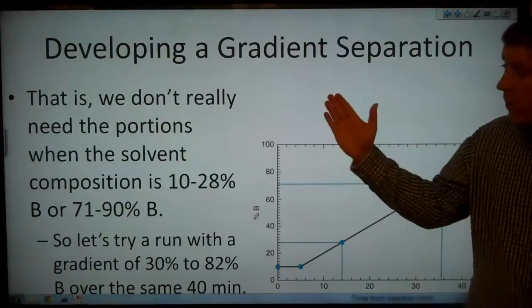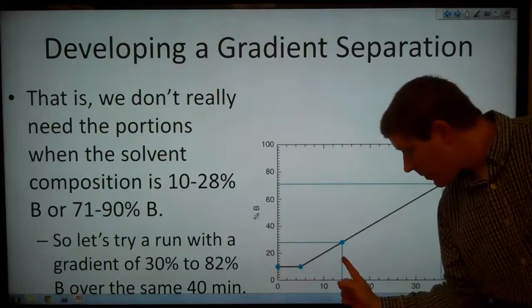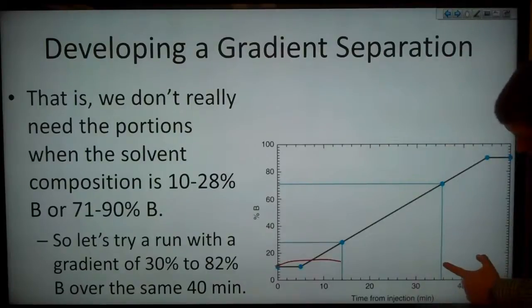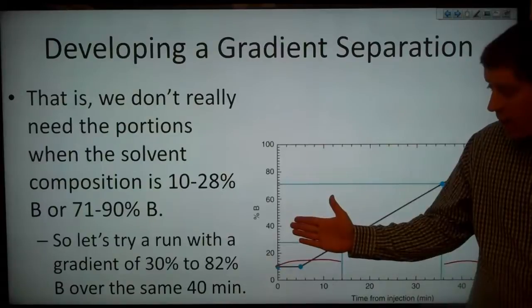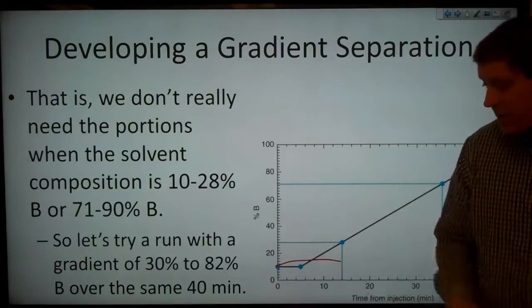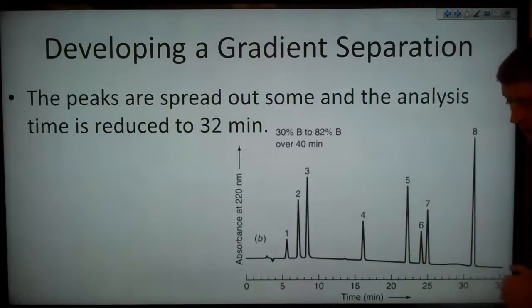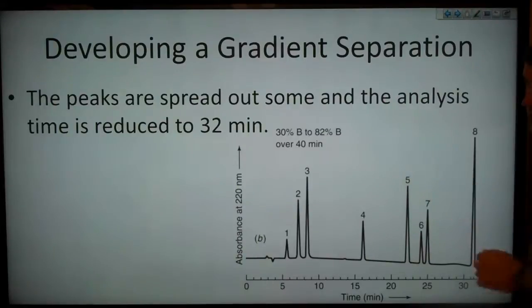That is, we don't really need the portions when the solvent composition is between 10 and 28%, and we don't need the portion between 71 and 90%. So let's try a run with a gradient of 30% to 82% over the same 40 minutes. Here is our next chromatogram. The peaks are spread out some, and the analysis time is reduced to 32 minutes.